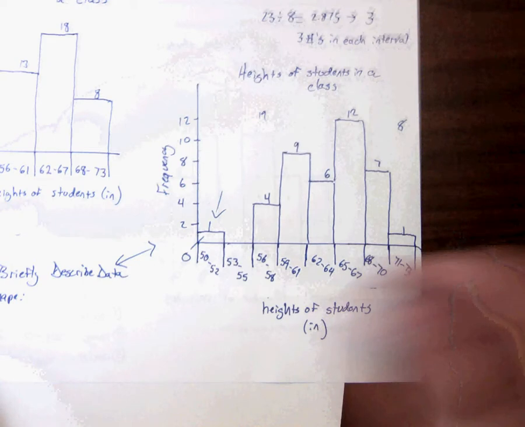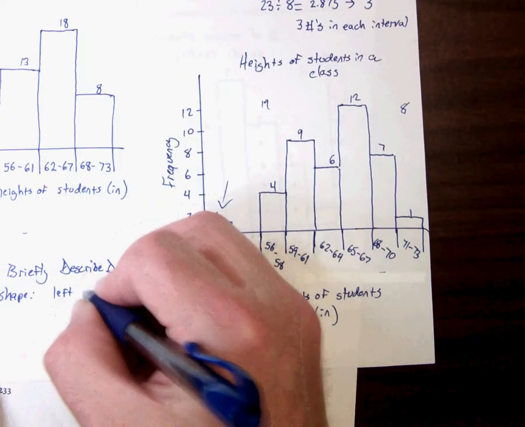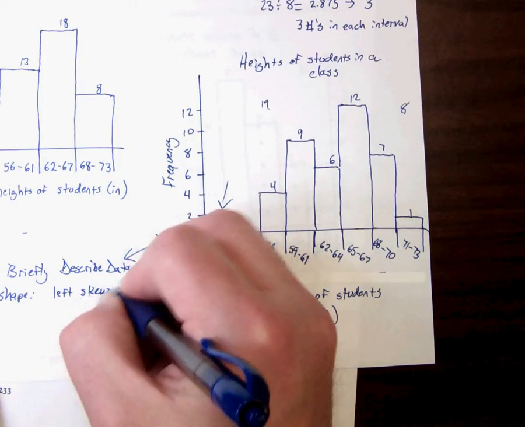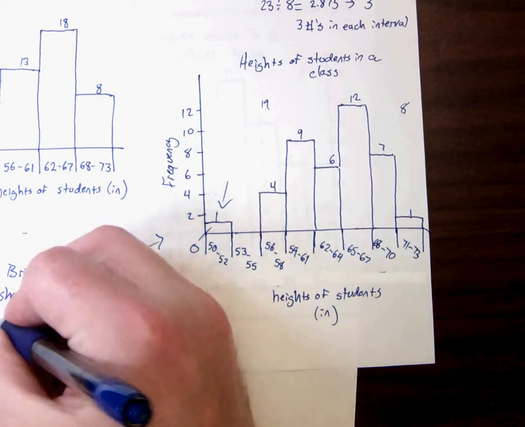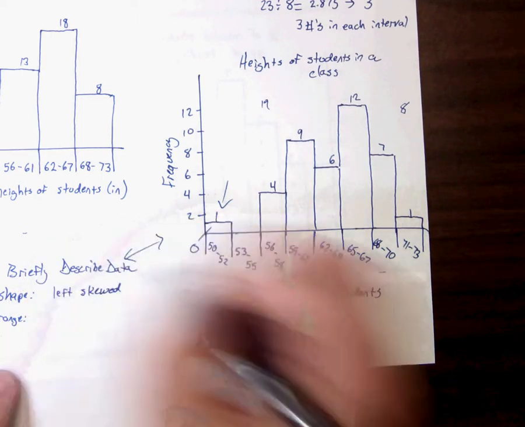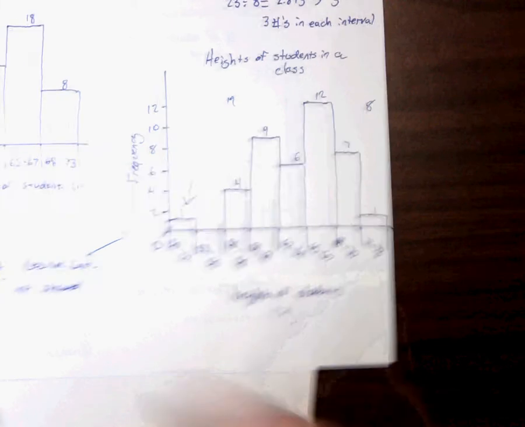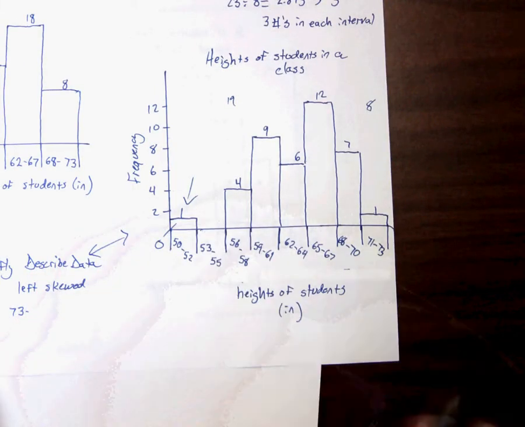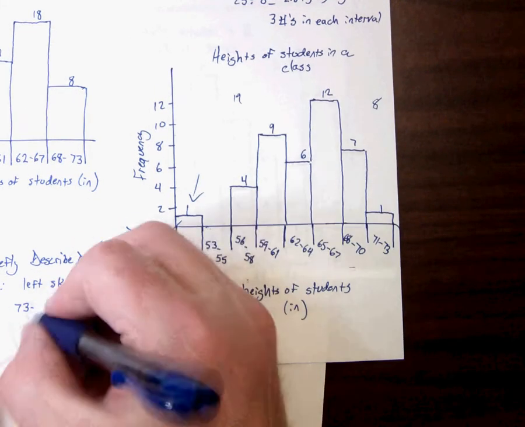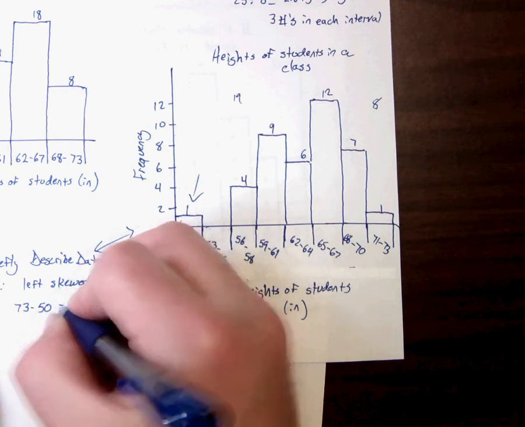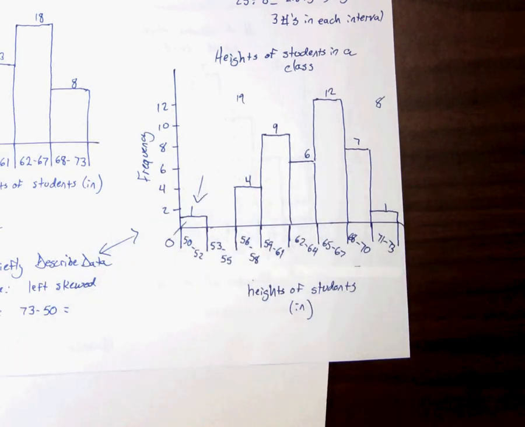Then range. Our largest height is 73. Our smallest height is 50. And 73 minus 50 is 23. This is inches.